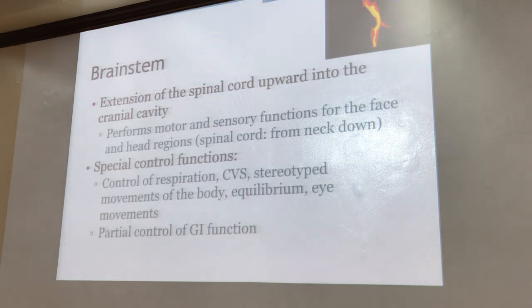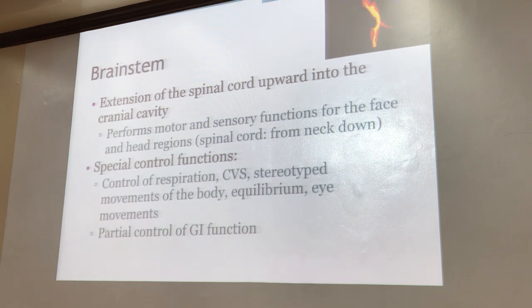Brainstem, na-discuss nyo na yung brainstem, di ba? Mga cranial nerves lang. Discuss nyo yung brainstem. When? Yes, no? Wala pa? Parang kapag nagagana siya, mag-hyperextend.